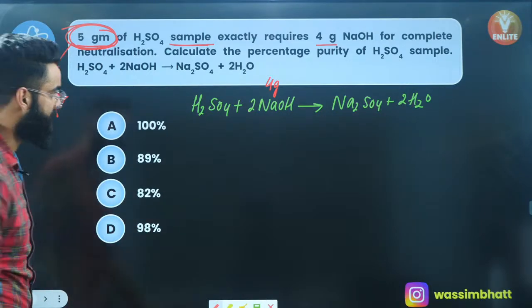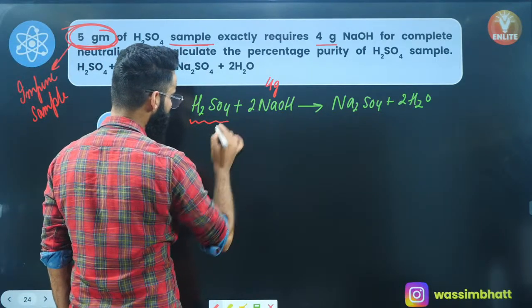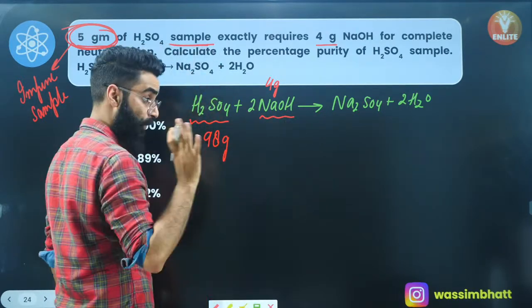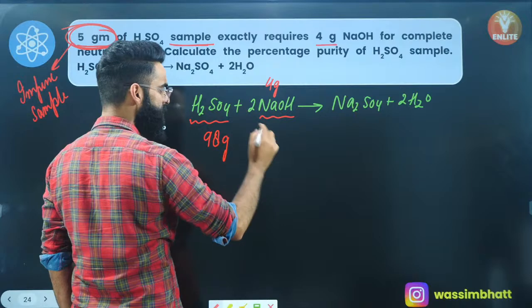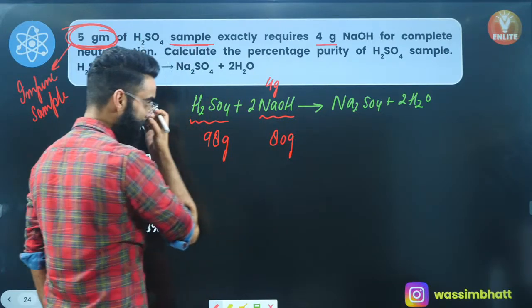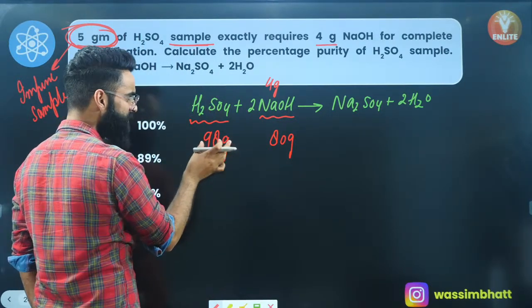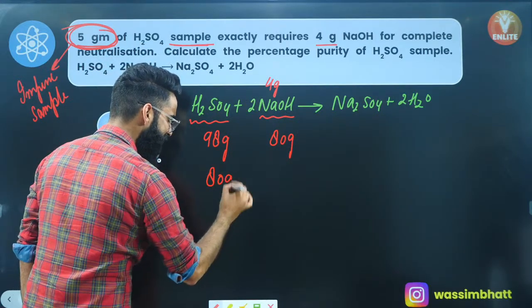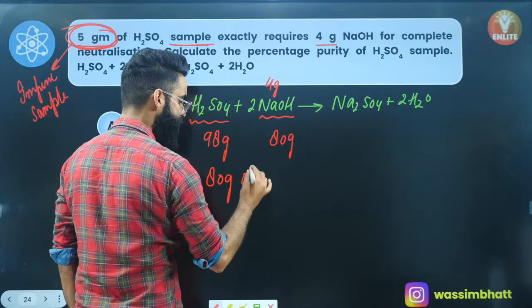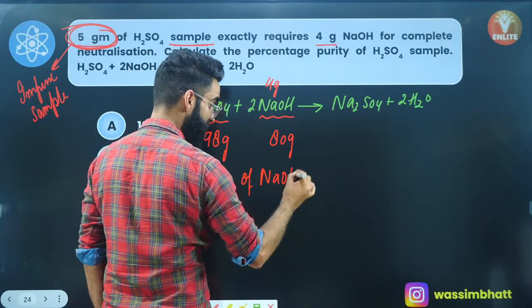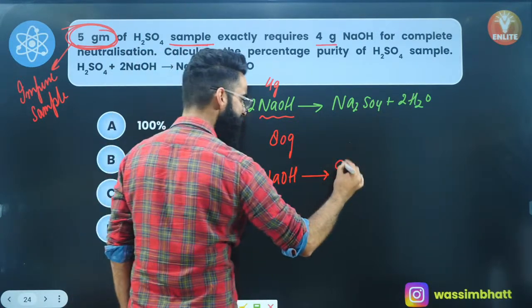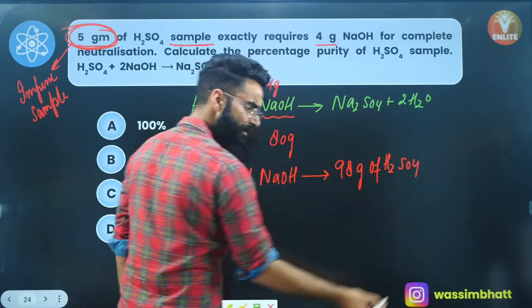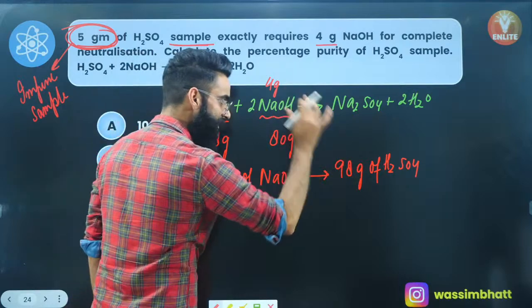Understand? How am I going to do this? If I ask you what is the molar mass of H2SO4, you'll clearly say it's 98 grams. If I ask you what is the molar mass of NaOH, it's 40 grams per mole, right? But we have 2 moles, so it's going to be 80 grams. So I'll say mass of 1 mole of H2SO4 is 98 grams, mass of 2 moles of NaOH is 80 grams. As per the stoichiometry, 80 grams of NaOH reacts with 98 grams of H2SO4.